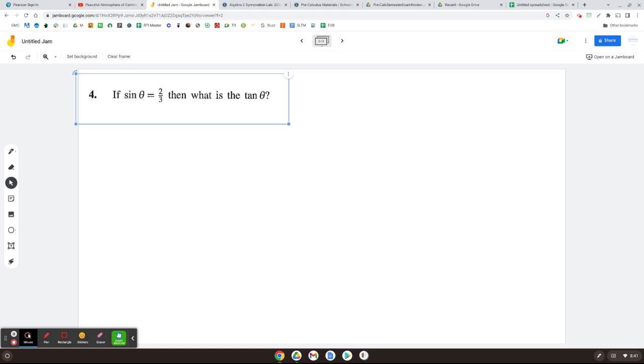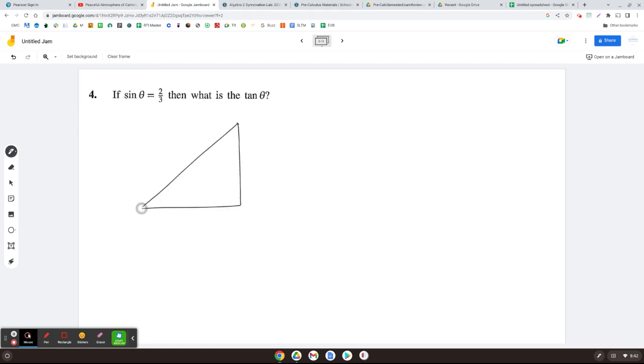Let's draw a triangle, Adrian. I drew a right triangle because we're talking about sine, right? Here's your hypotenuse. Now let's talk about this angle right here, okay? So according to that angle, what's this? Is it opposite or adjacent? That's right. What about this? Okay.